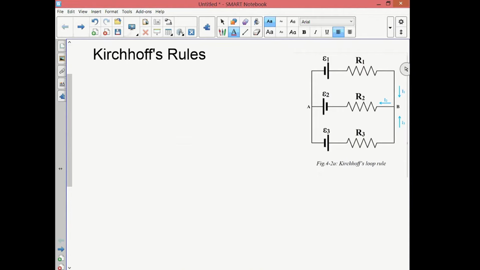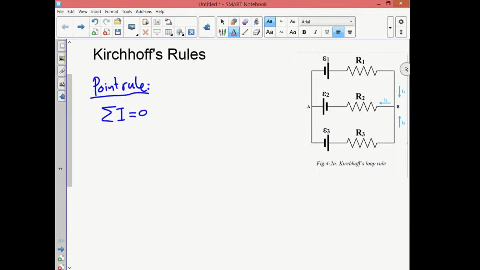Today we will talk about Kirchhoff's rules. We have two rules. The first one is called the point rule, which talks about the current. Now, the point rule says that the sum of the currents at any point is equal to 0. To apply this rule, we have to consider any current that enters the point as a positive quantity and any current that leaves the point as a negative quantity.